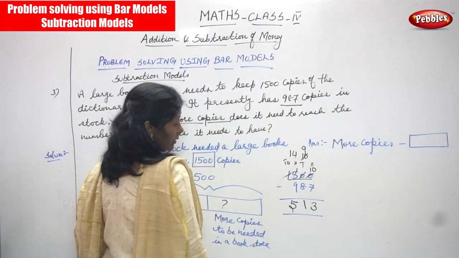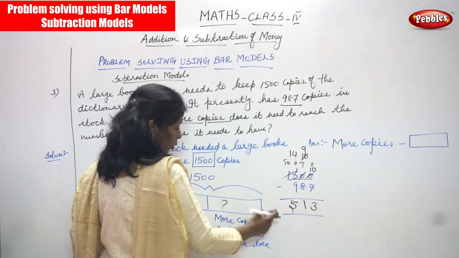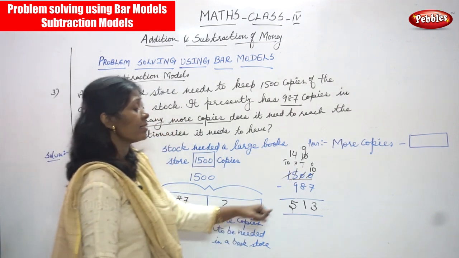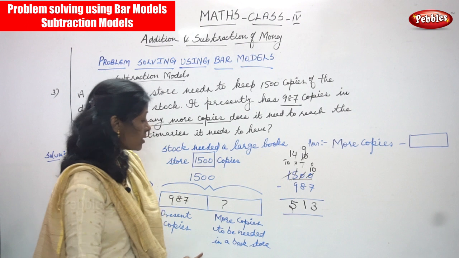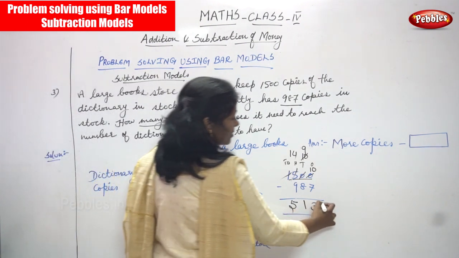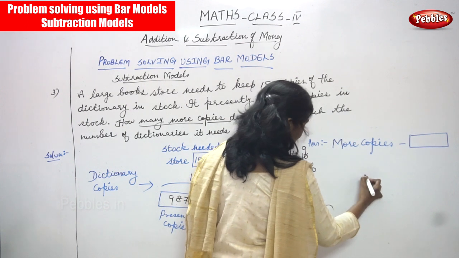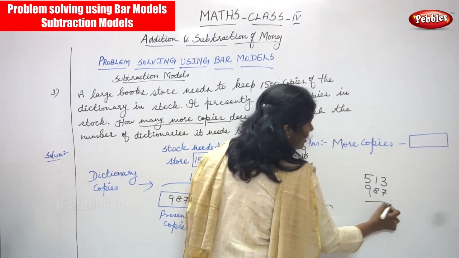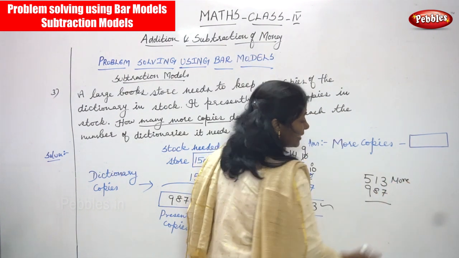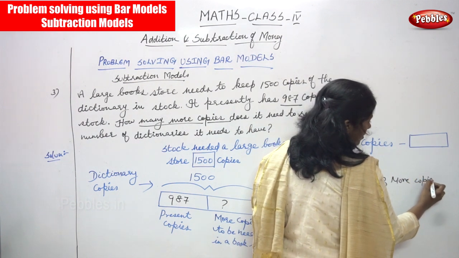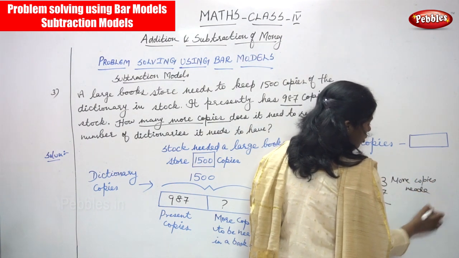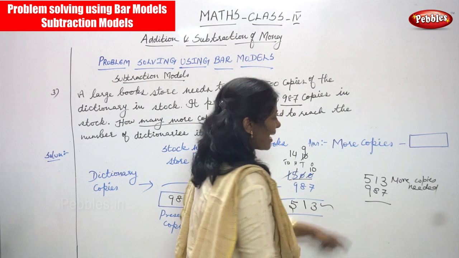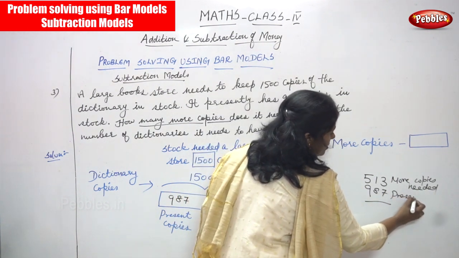More copies to be needed in the bookstore. This much of copies. How many more copies are needed in a bookstore means 513 copies. 513 copies are needed in a bookstore. So whether the answer is right or wrong, you have to find out. Check this answer. So 513 plus the already present copies, 987. This is more copies needed, and this is present copies.